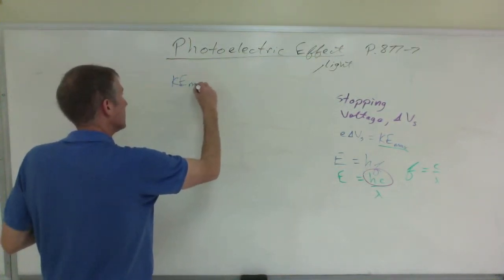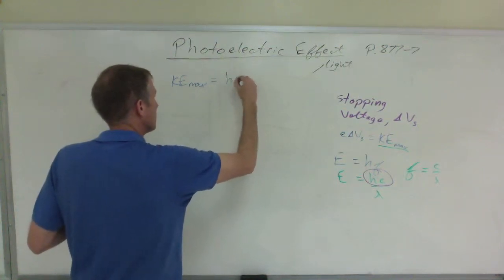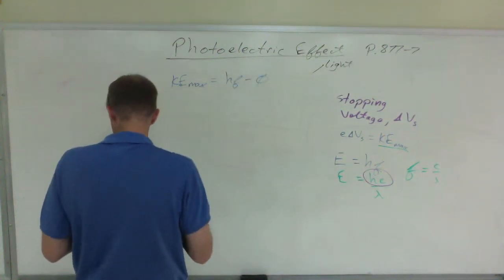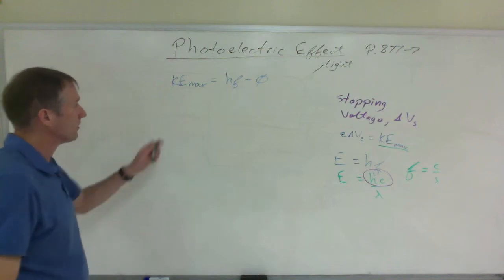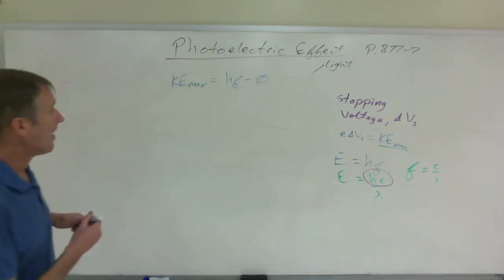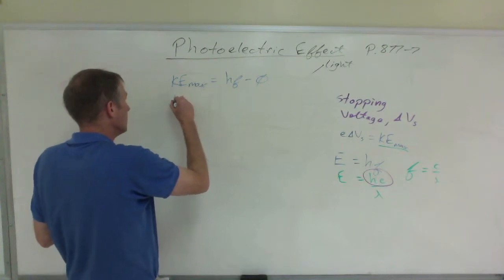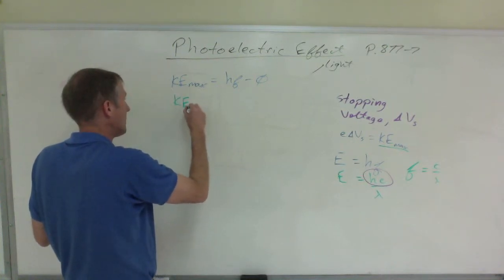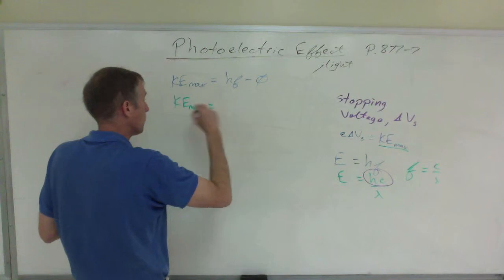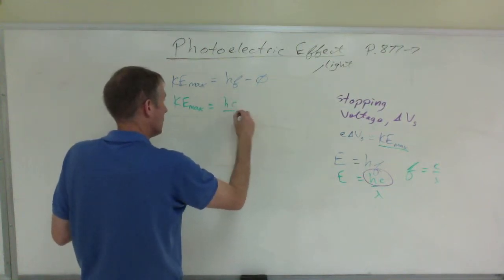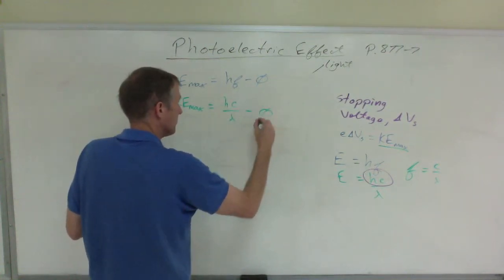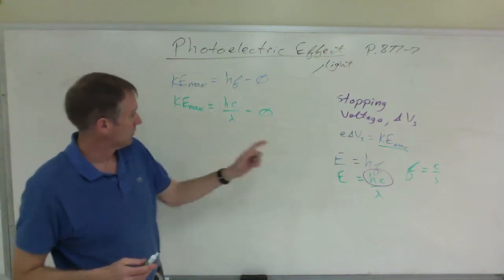Ke max equals hf minus phi. Okay, important equation. It's on the equation sheet. Now, actually, I think more useful than this, although that's the one you want to remember, it's written like this: Ke max equals hc over lambda minus phi. All right, doing a little substitution there.